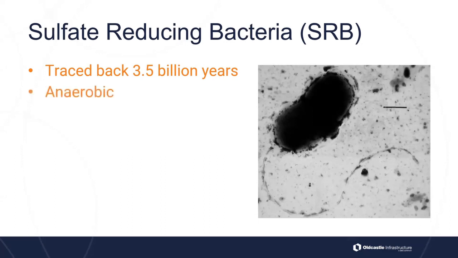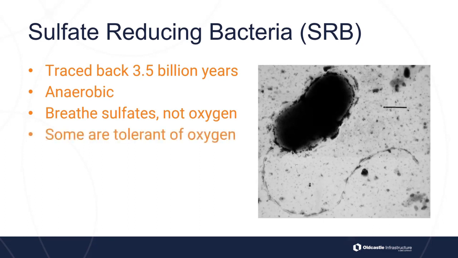Basically, these are anaerobic. In a sense, they breathe sulfate rather than oxygen, and so it creates this anaerobic respiration. Most of them are what we call anaerobes. However, there are examples of some sulfate-reducing bacteria that are tolerant of oxygen and can survive in an oxygen-heavy environment.